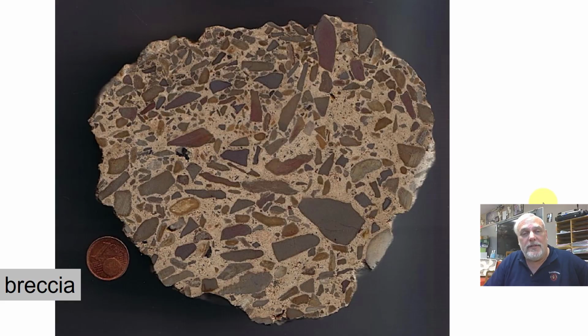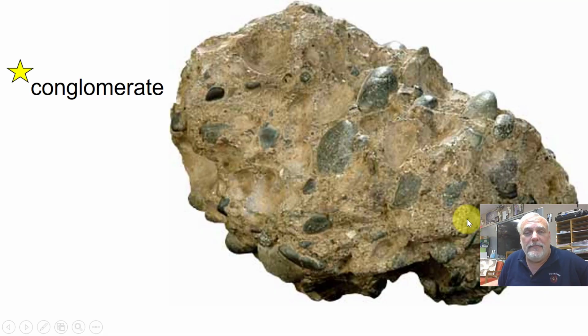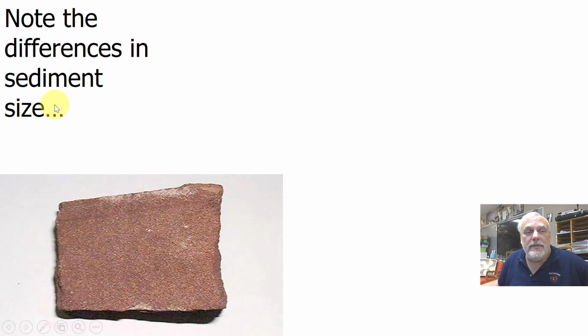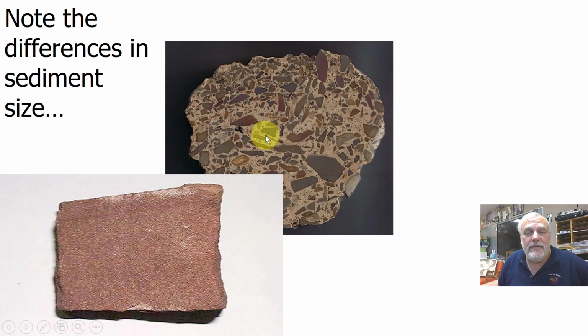Here's breccia. You can see the larger sediments, the larger clasts, and then the cementation is very, very easy to see. It's a neat rock. Conglomerate, similar to breccia. Note the differences in sediment size. So here you have very, very small sand-sized sediments. Here you have some more gravel-sized sediments.